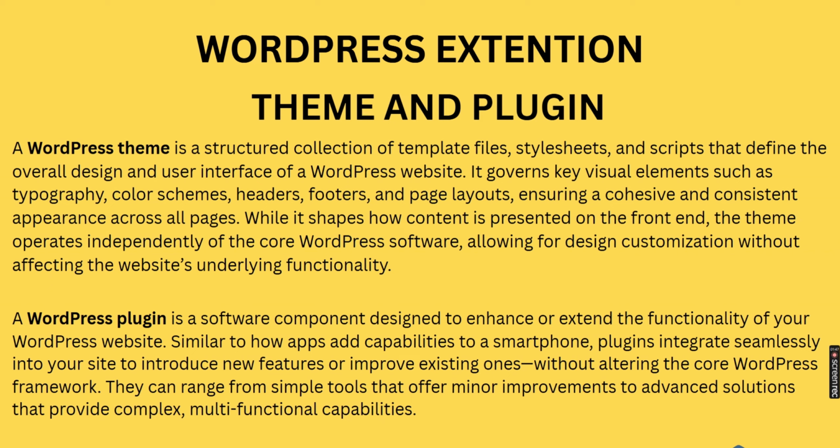On WordPress we have something called a header and a footer. The header is the top part of your website where the menu and other things are. The footer is the bottom part of your WordPress website. That is where you put other features like your address, newsletter, and the likes. And page layouts, how your pages and your website should look. That's a theme, ensuring a cohesive and consistent appearance across all pages, while it shapes how content is presented on the front end.